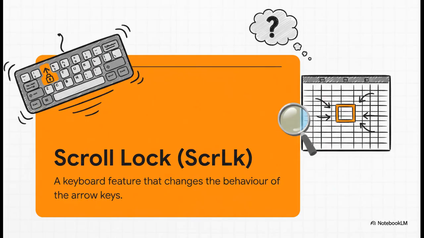And the culprit, the villain of our story, has a name: scroll lock. It's this kind of old-school feature that in most modern apps does literally nothing. But in Excel, it wakes up and decides to cause chaos by completely changing what your arrow keys do. It's almost always turned on by accident.